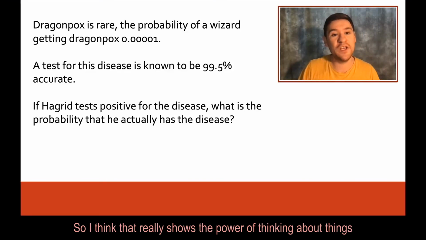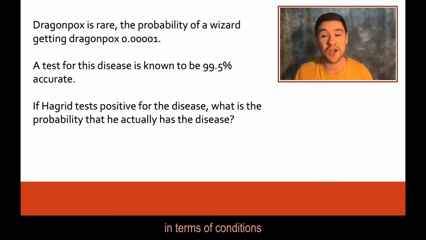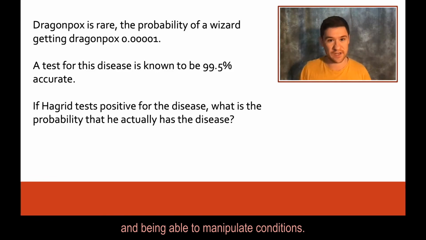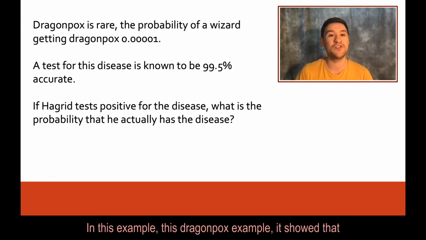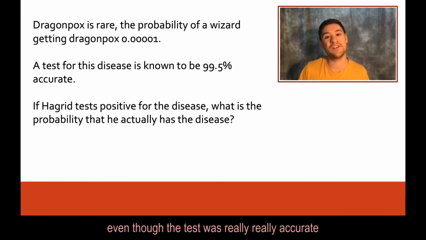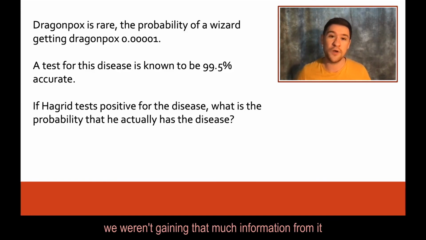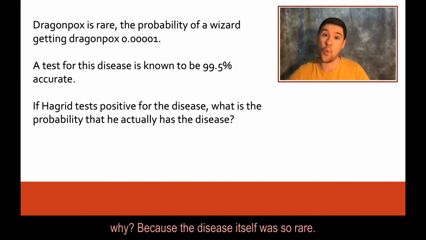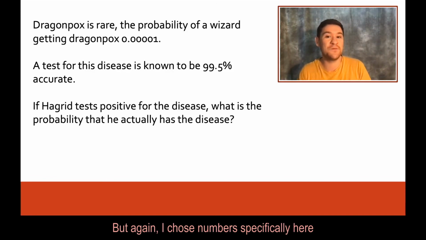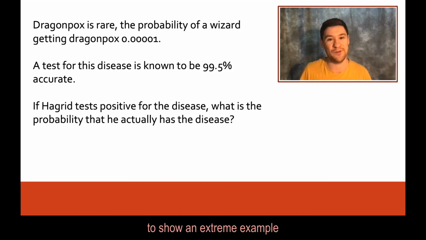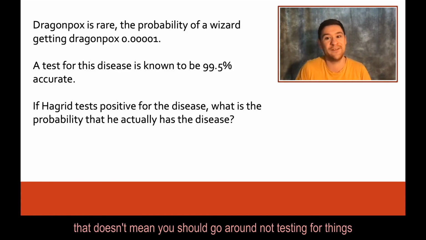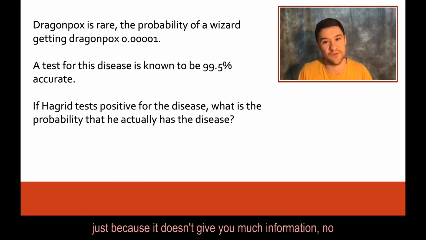So I think that really shows the power of thinking about things in terms of conditions and being able to manipulate conditions. In this dragonpox example, it showed that even though the test was really, really accurate, we weren't gaining that much information from it. Why? Because the disease itself was so rare. But again, I chose numbers specifically here to show an extreme example. That doesn't mean you should go around not testing for things just because it doesn't give you much information.